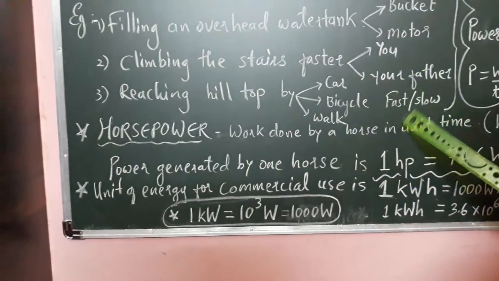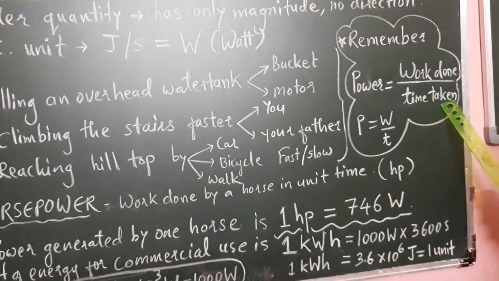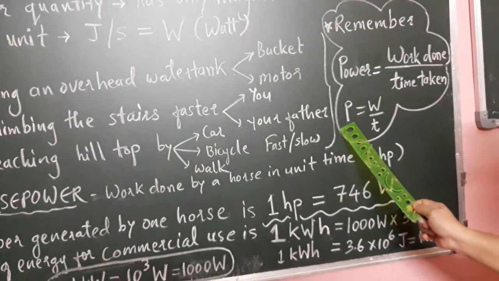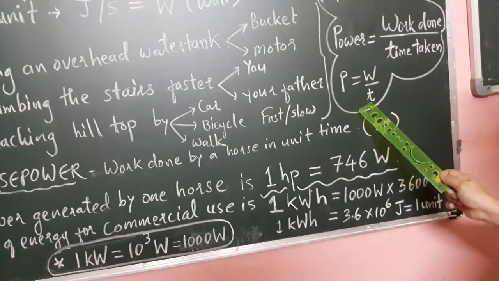Then it is given mathematically as work done divided by time taken. So we get this formula to calculate power as P equals W upon T.